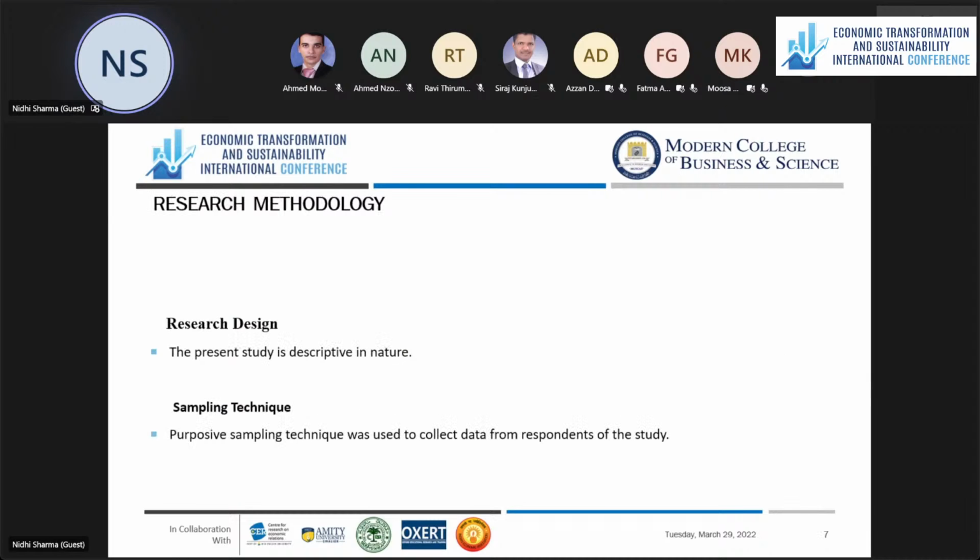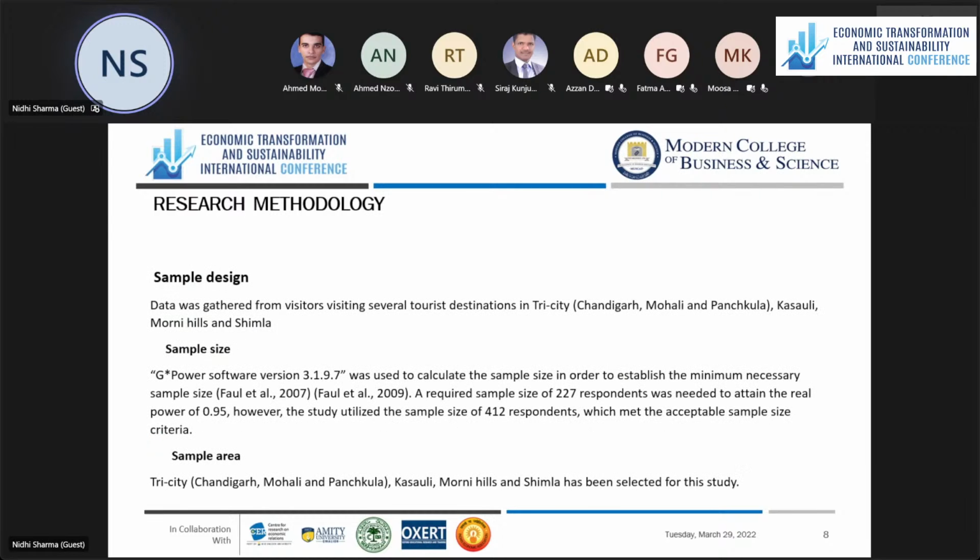So the research methodology part. The present study is descriptive in nature, and the sampling technique we have used to collect the data from the respondents is the purposive sampling technique. And the data was gathered from visitors visiting several tourist destinations in Tri-City, Chandigarh, Mohali, Panchkula, Kasauli, Morni Hills, and Shimla. That is the states or cities of India.